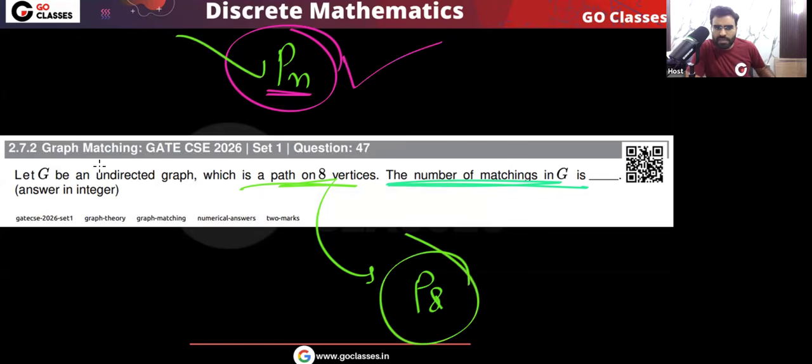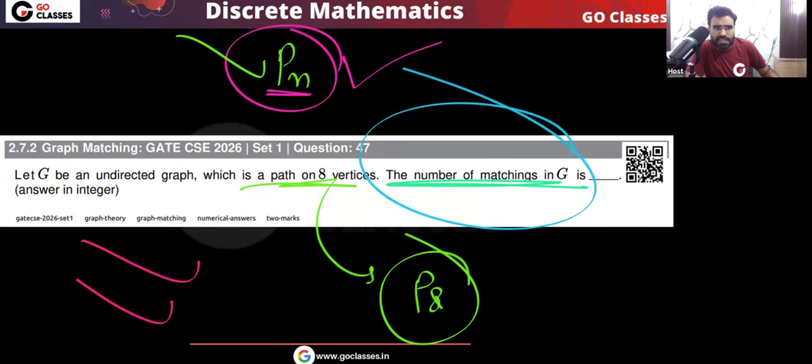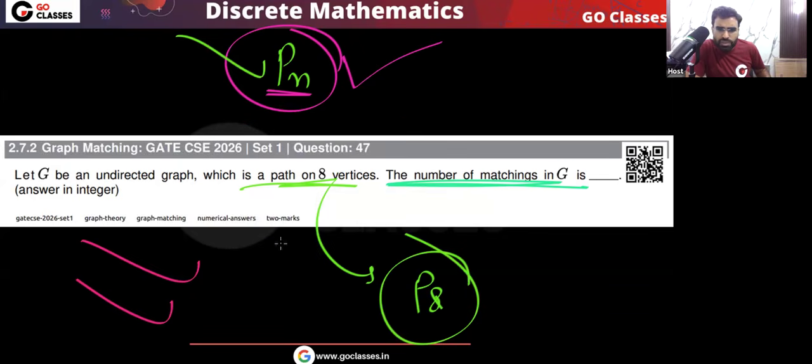But if you solve this question manually for P8, if you apply brute force, it will take a lot of time because there are 8 vertices. We have a path graph on 8 vertices and it is asking the number of matchings. So the brute force, manual method will consume a lot of time. Here you must apply recursive thinking. Okay, so that we will see now.